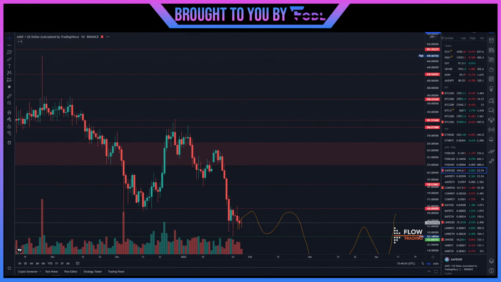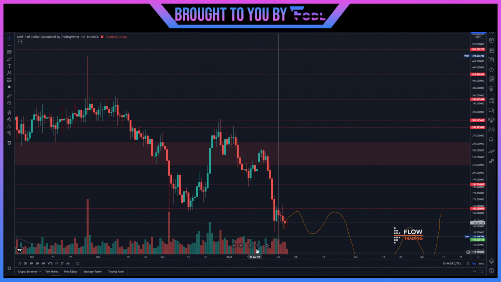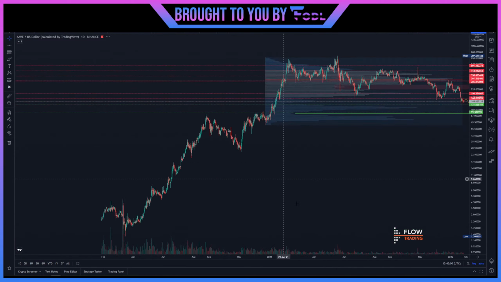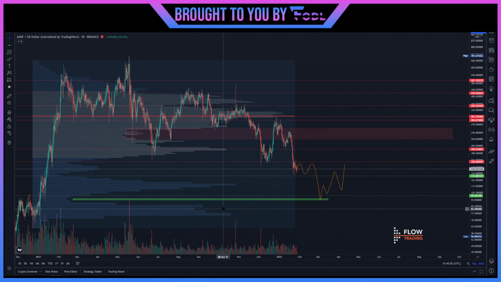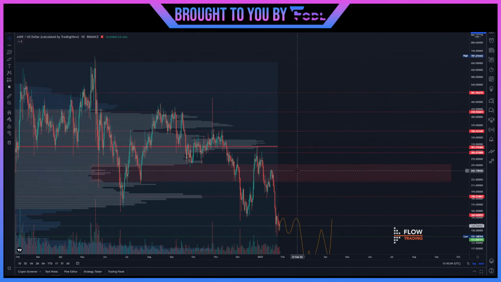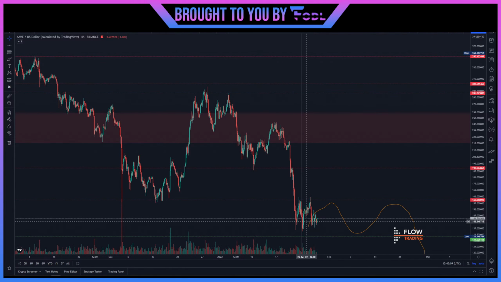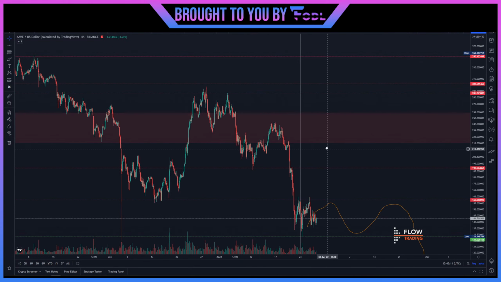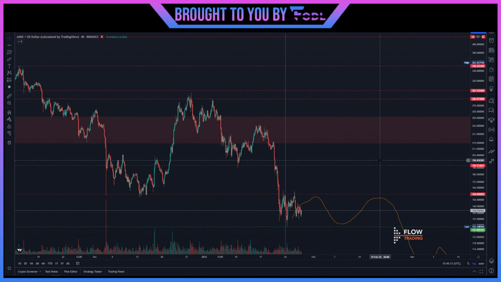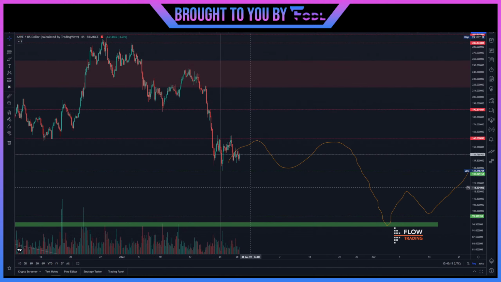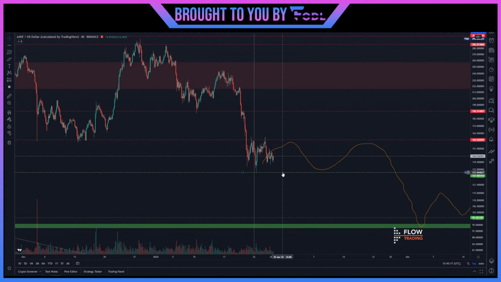So let's have a look at AAVE versus US dollar. AAVE versus US dollar, we are pretty much just rotating. There's not really much of a change, we're just rotating sideways within a range. Okay, so this is interesting. If you're trading AAVE versus USD, you can see there are two clear ranges here. There's support at $130 and there's resistance at $160.